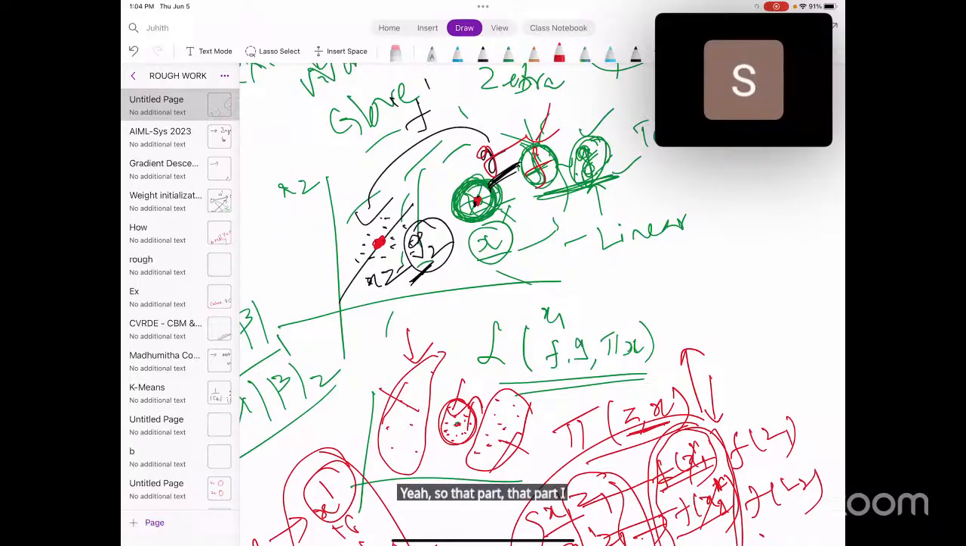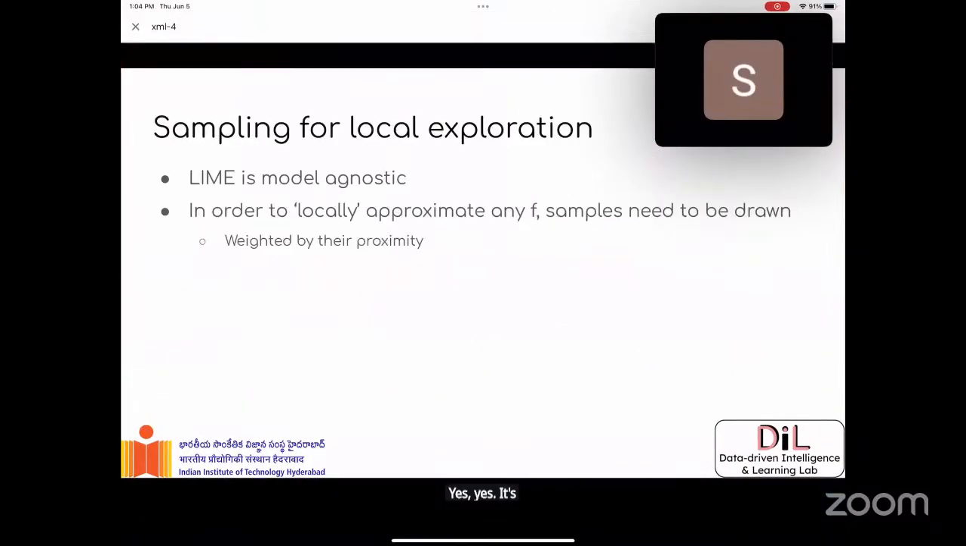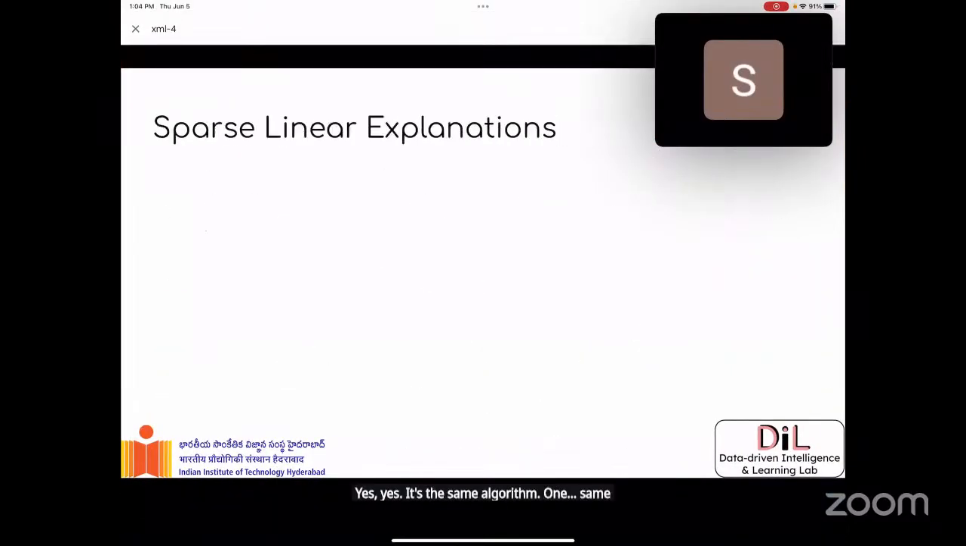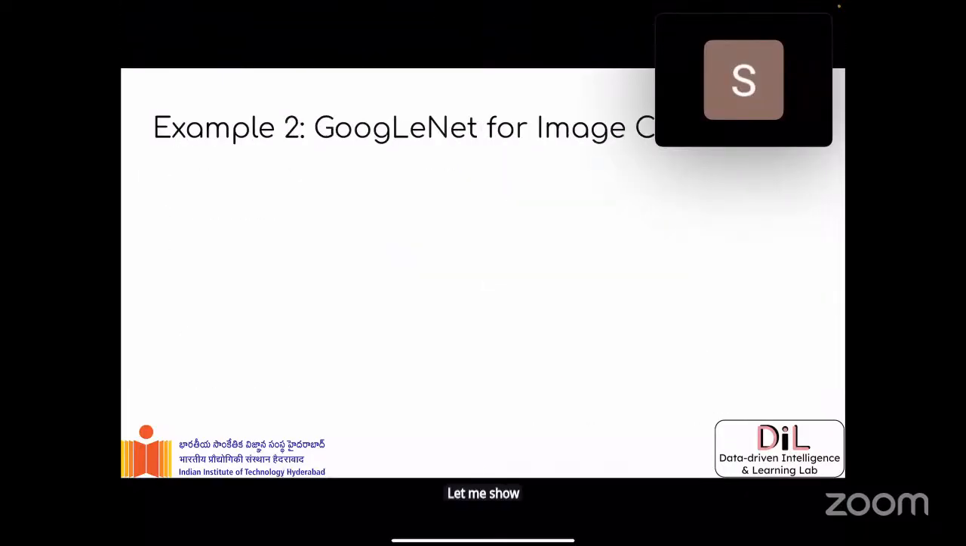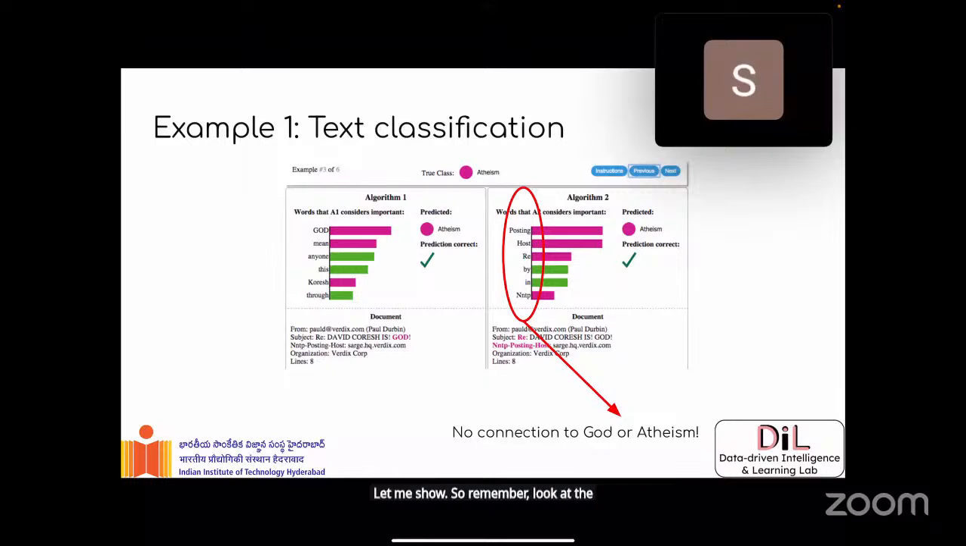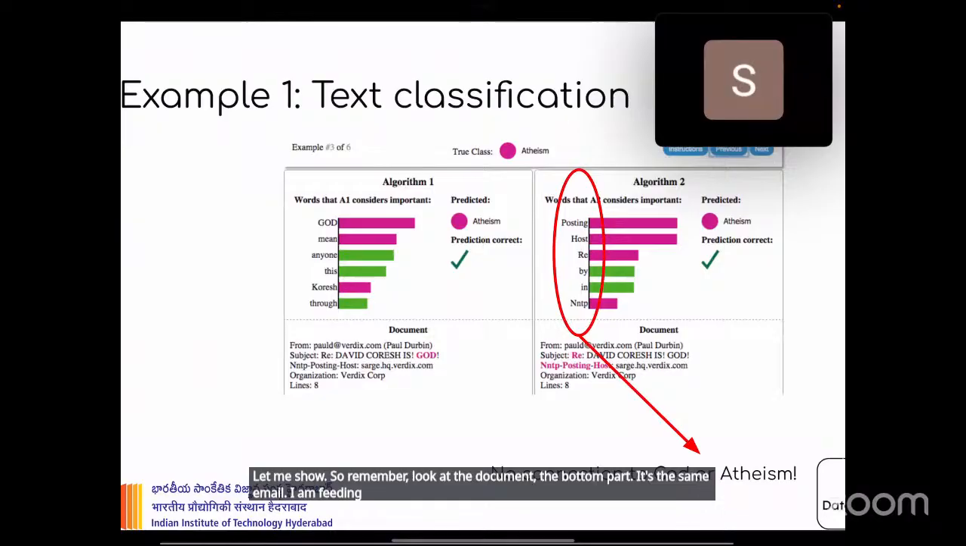So coming back to that last slide you showed, that refers to that one particular review, and the approximations, both those algorithms are approximations around that particular point. Yes, same data, two algorithms. Let me show. Remember, look at the document, the bottom part. It's the same email. I am feeding the same email to both algorithms, different algorithms.